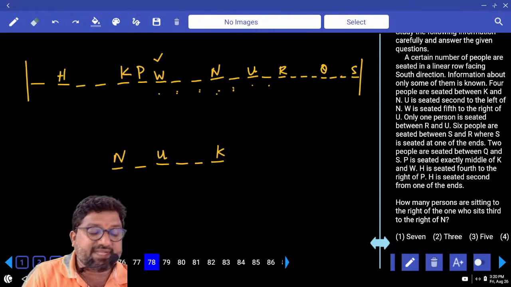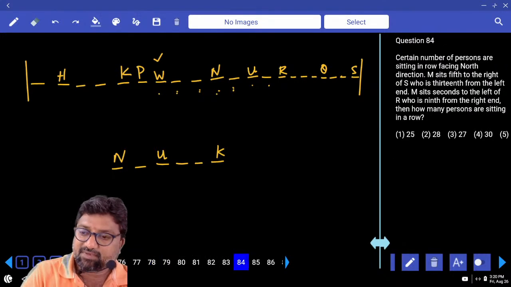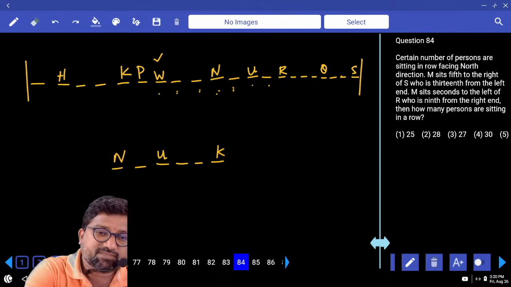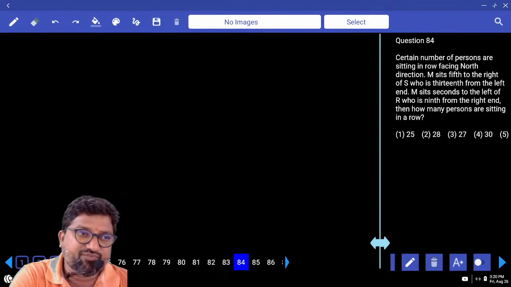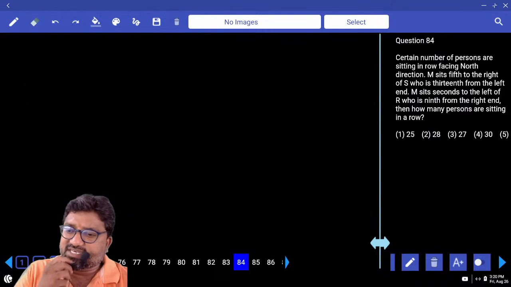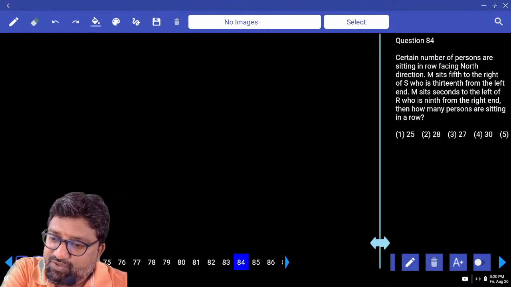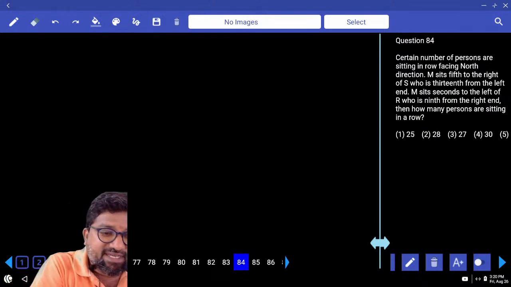So we'll jump to the next puzzle directly. There's one puzzle here, 84. A certain number of persons are sitting in a row facing north. M sits fifth to the right of S.